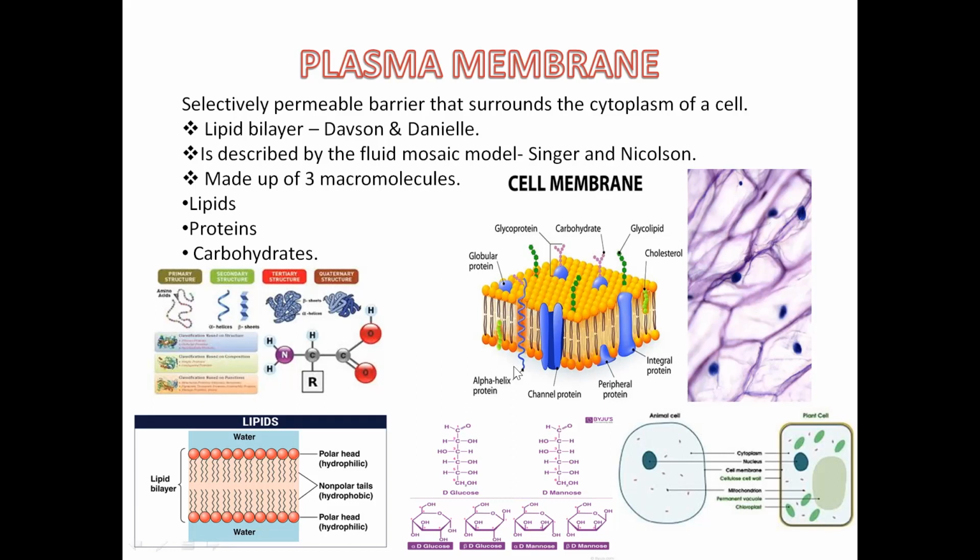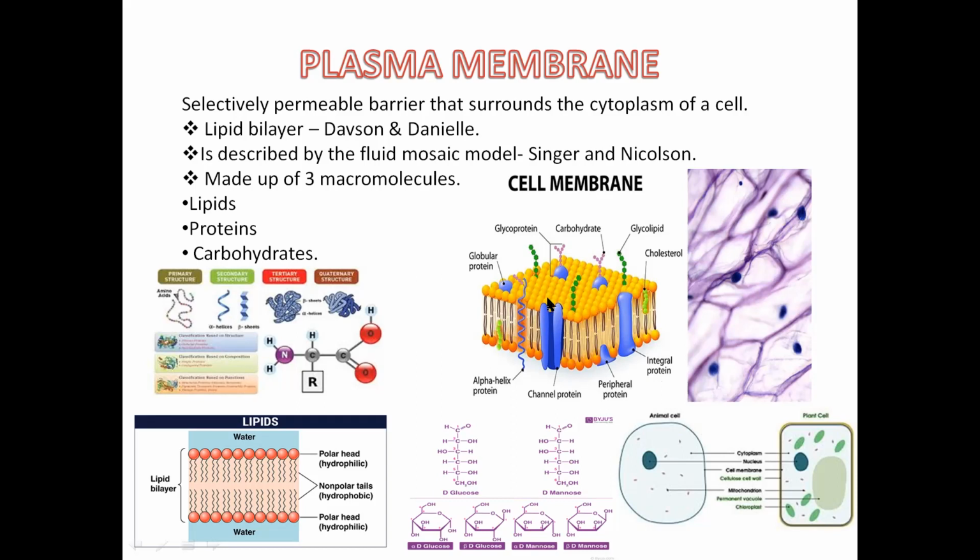And this is the protein which is the alpha helix protein. And these are channel proteins, peripheral proteins, and integral proteins. Actually, what is the meaning of integral proteins? Integral means inside, and extrinsic protein means outer side. That's why these terms are used. Peripheral means surrounding, so it is named peripheral protein.